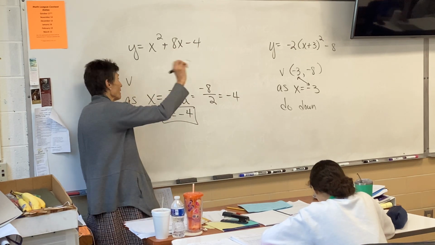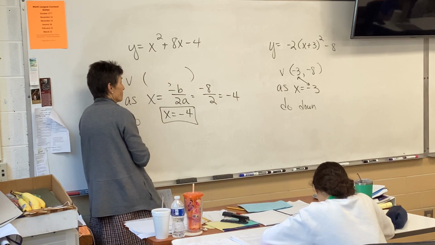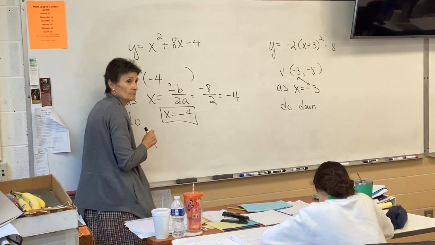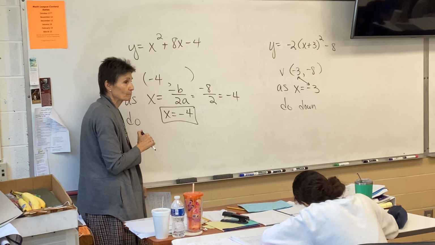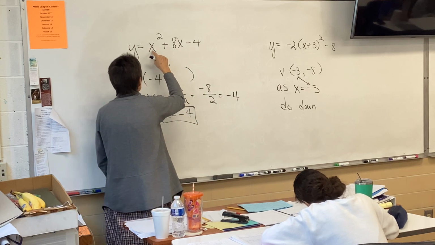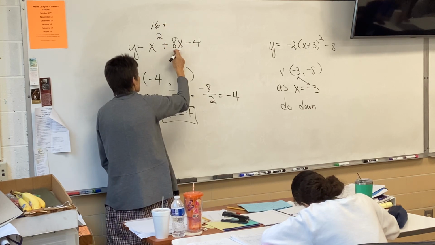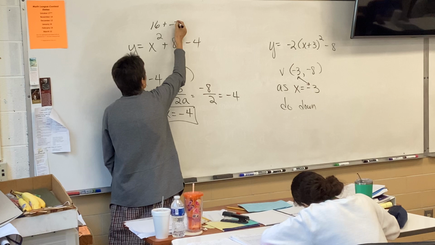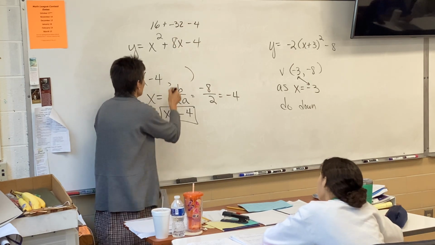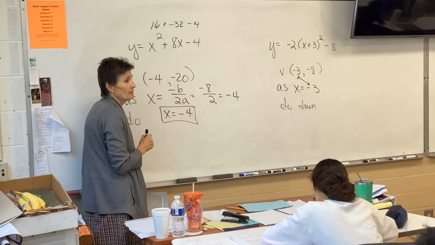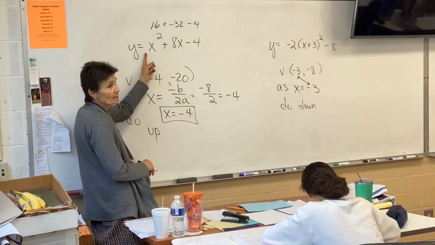Now, what does that mean about my vertex? X is -4. And then how do I find the y? Plug it in. So let's see, -4 squared is 16. 8 times -4. All right, what's all that add up to? That's negative 20. There's the vertex. Which way does it open? Up, because the x squared is positive.